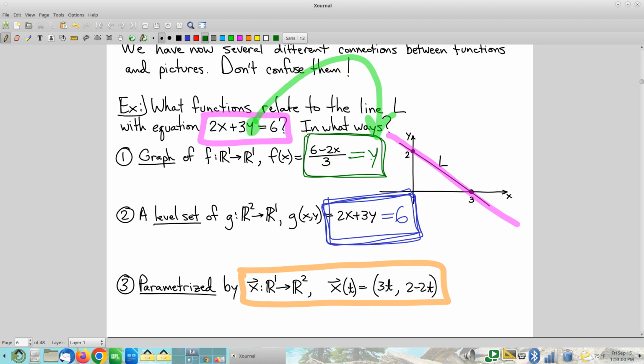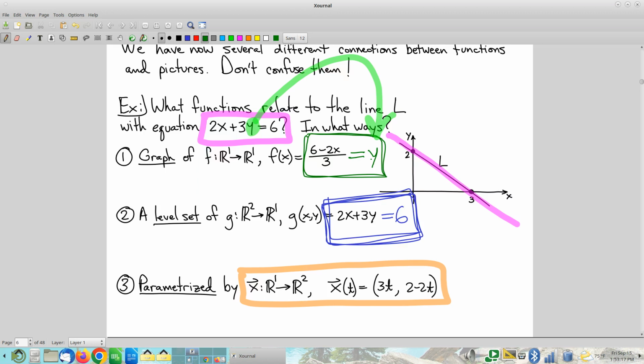Okay. I think the level set one is a little bit more obvious. It's right there, right? Sometimes the fish just jump in the boat. If you want to rewrite 2x plus 3y equals 6 as something equals a constant, it's already written that way. So that's a freebie, right?